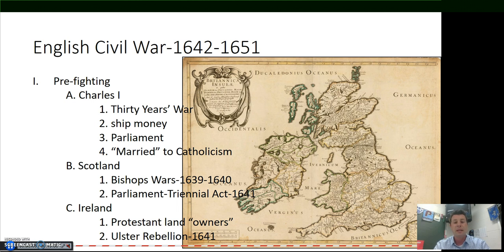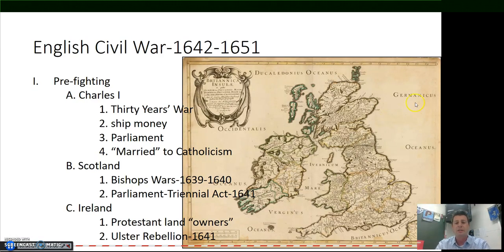Then we have some problems going on over here in Ireland. So this is going on in England here, Scotland in the north, and Ireland. And all of this together, really, the English Civil War, a better name for it, which is kind of used to some degree, is the War of the Three Kingdoms: England, Scotland, and Ireland. It's because all three of them play a role in what happens here.